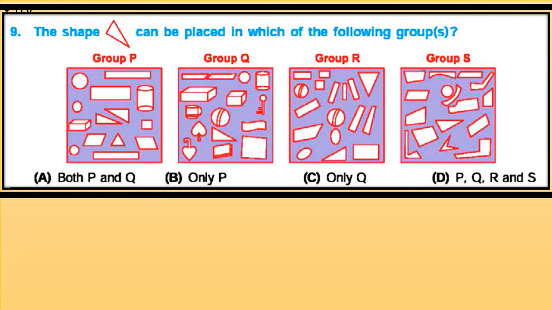The shape triangle can be placed in which of the following groups? Now see the 4 groups carefully. Group P, Group Q, Group R, Group S. Now in which group we can place this triangle? You can see the answer at the end of the video.